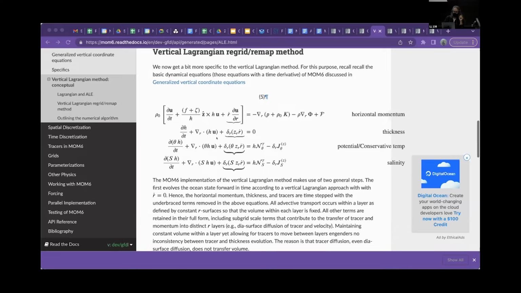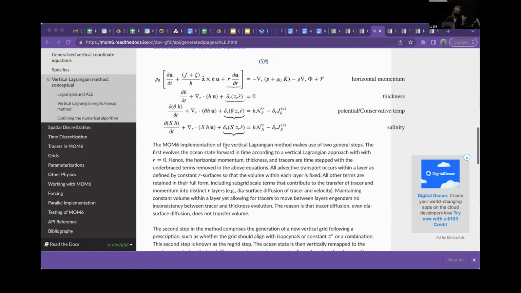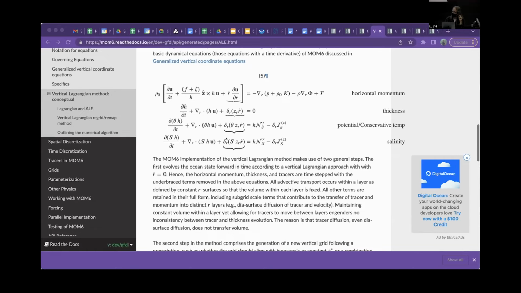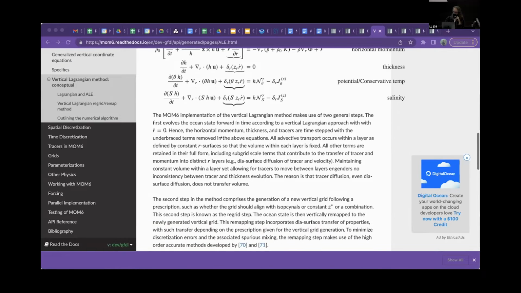Okay. So that's the first step. You could think of it as the Lagrangian step, right? Because you're time stepping as if there's no transport of stuff on the left-hand side, at least, across these layers. All right. And then the next step is the regrid remap step, which brings in these R dot terms. Okay. And that's a step that is not written continuously. It's something that's done as an algorithm. Bob's going to talk about that in more detail. Am I right?